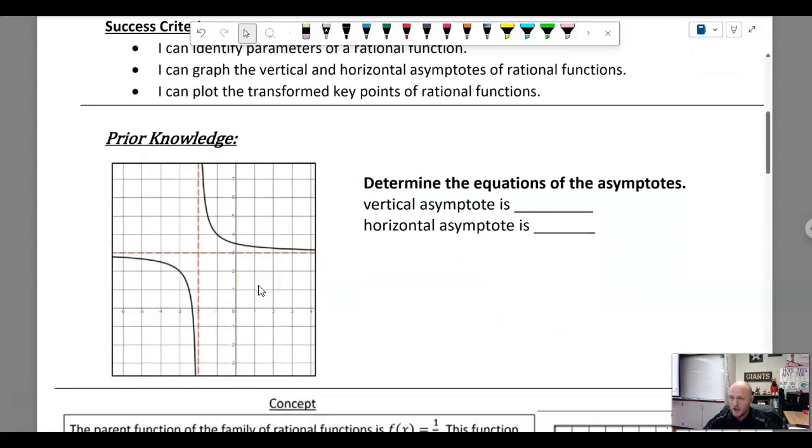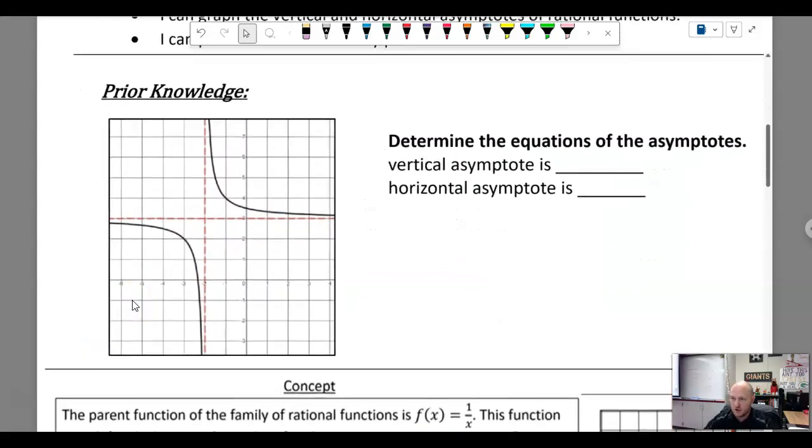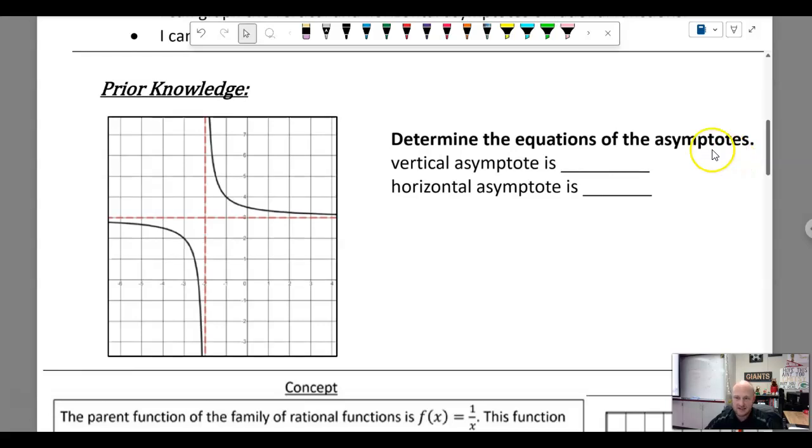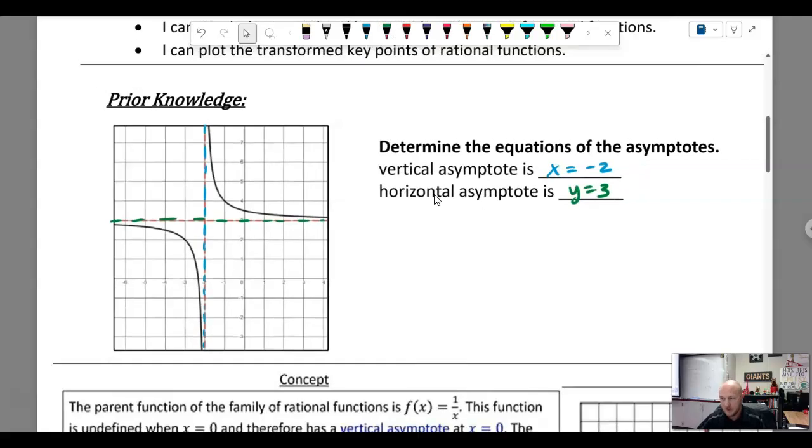Okay, so we are going to go ahead and, for prior knowledge, determine the equations of the asymptotes. Remember, rational functions have a vertical asymptote which goes up and down. So here is our vertical asymptote, and that equation is x equals -2. Remember, vertical lines are always x equals, kind of the change from the y-axis, which goes up and down. Horizontal asymptote, this is a horizontal line where we always have y equals, and it's always that y value. So there, that y value is equal to 3, okay?